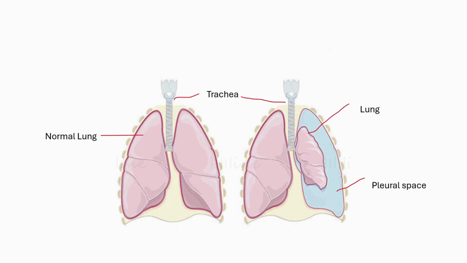Now what is collapse? Collapse is the reduction in lung volume due to any cause, that is, obstruction in the bronchus or pathology within the pleura. So any cause that reduces the lung volume is called lung collapse. We can see in this image the normal lung and this one is the collapsed lung, and these two lines are the pleura. This is the visceral and this one is the parietal pleura.